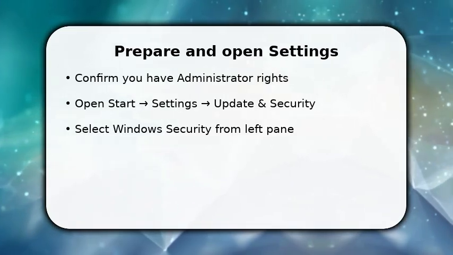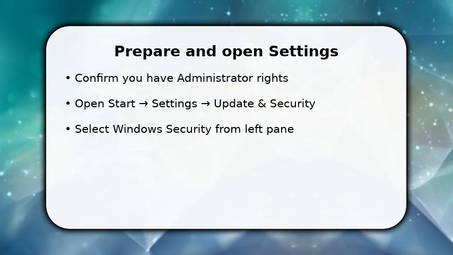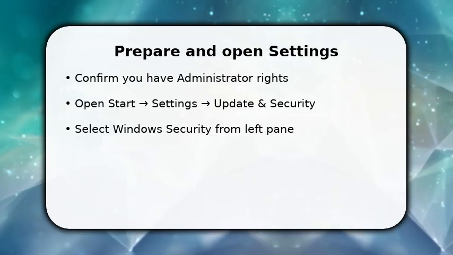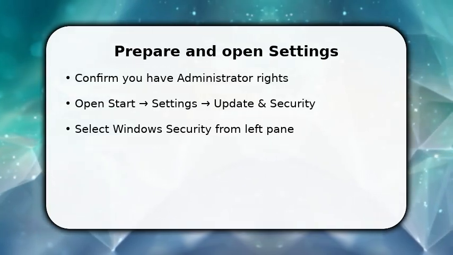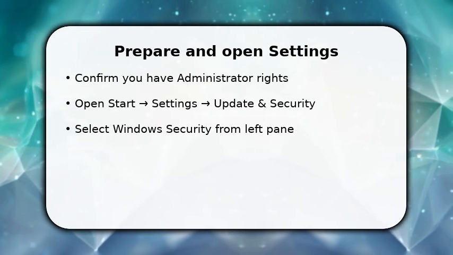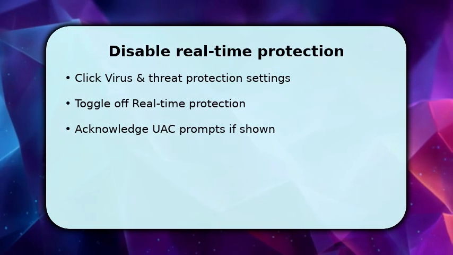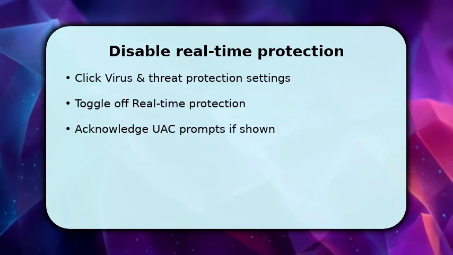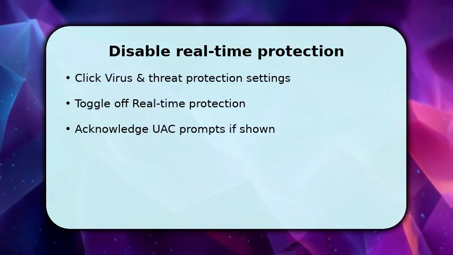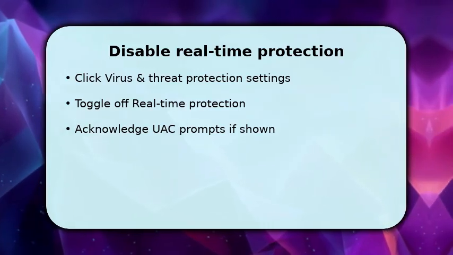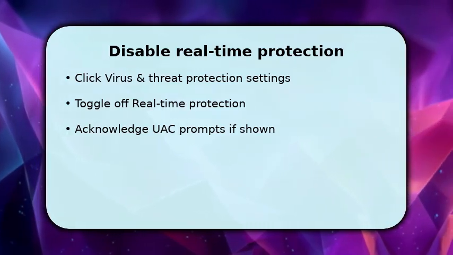Once on the hub, click Virus and Threat Protection to view the options you'll change next. Now you'll move into Virus and Threat Protection settings to toggle the core defense off. Click Manage Settings, then switch Real-Time Protection to Off. This stops active scanning. If User Account Control prompts appear, accept with administrator credentials because this is a system-level change.